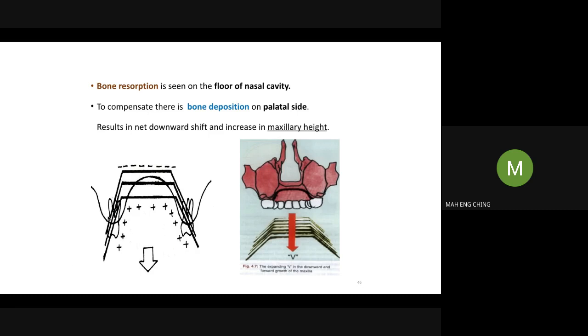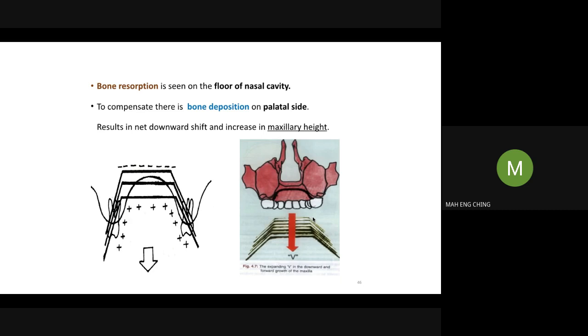Imagine this is the first V, then slowly we move to a bigger V, then finally the last one. So this must happen with deposition on the palate and then resorption at the floor, or the base, of the nasal cavity. This results in the downward shift and increase in maxillary height. So a downward and bigger V, again, is summarized in these pictures. The palate is like a U shape or V shape. This V shape must become a bigger V in order for the maxilla to grow bigger.